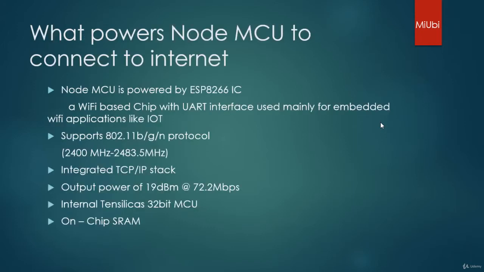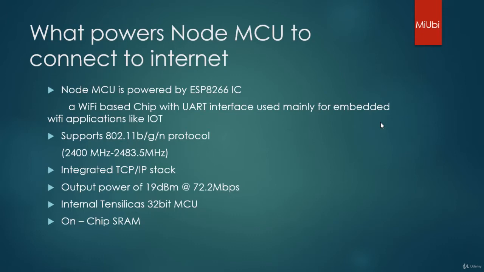Now, what makes NodeMCU connect to the internet? NodeMCU is basically powered by ESP8266 hardware, which is a very minute IC of very small size. You can observe it: the metallic shield present on your NodeMCU is the ESP8266 IC, which has the necessary hardware to connect to networks based on the 802.11 b, g or n protocols. These are basically WLAN protocols which work at 2.4 GHz frequency.